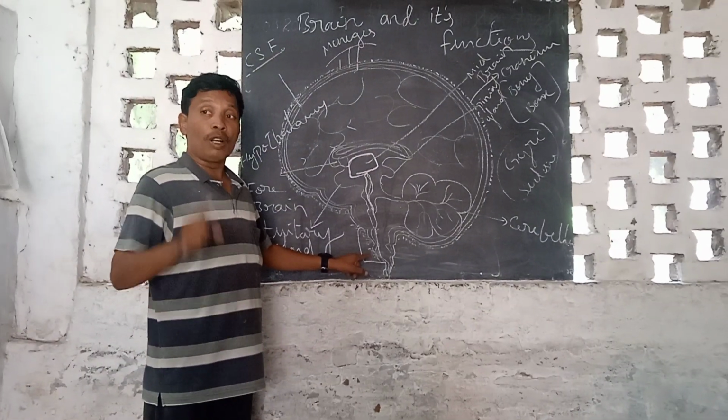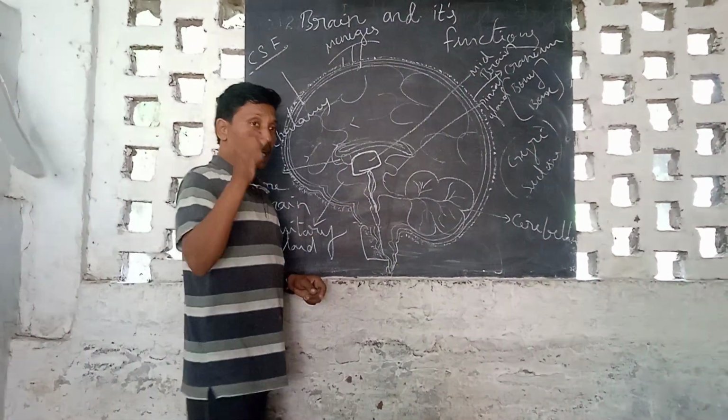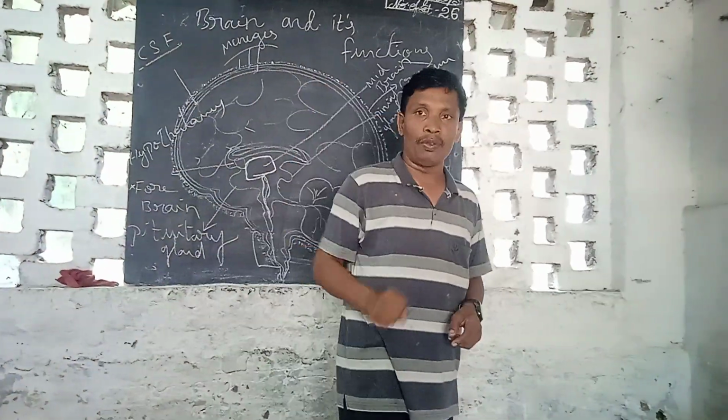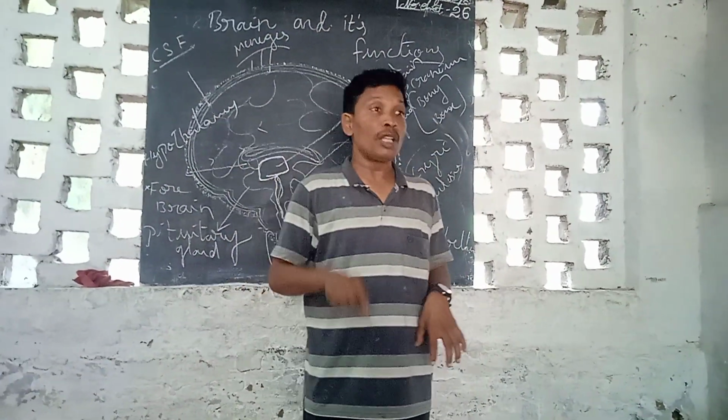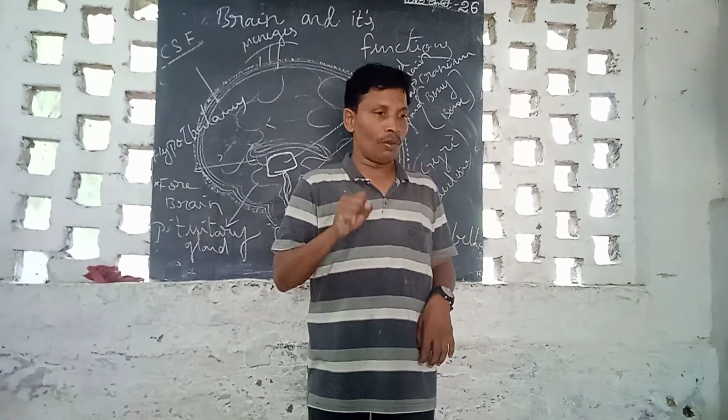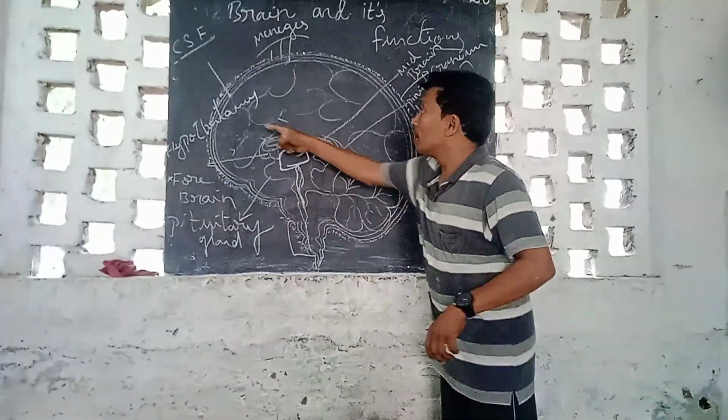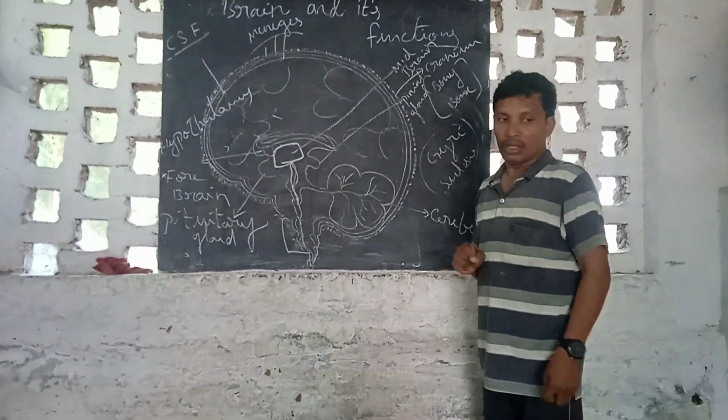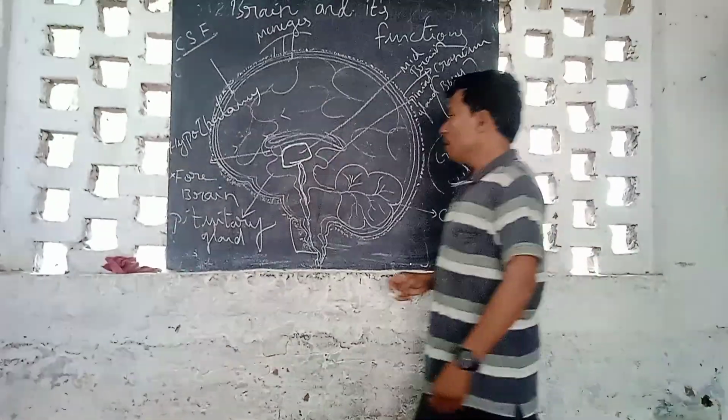So indirectly your brain is operating, not directly. Direct operations are only voluntary activities, all muscular and skeletal activities, and these are only operations done by the cerebrum and cerebellum. Clear? Got my point?